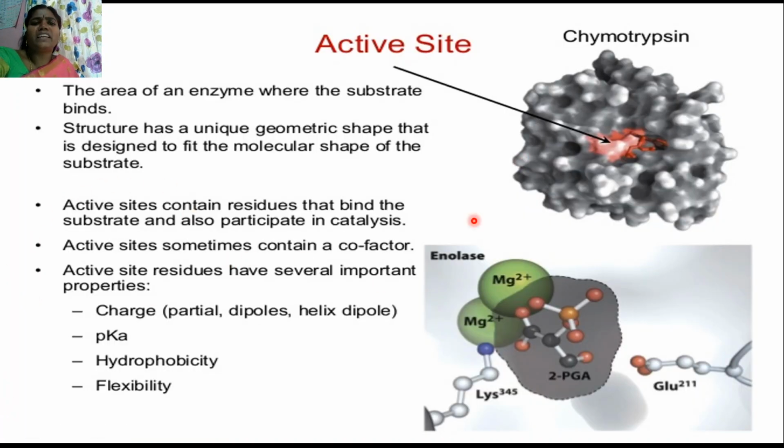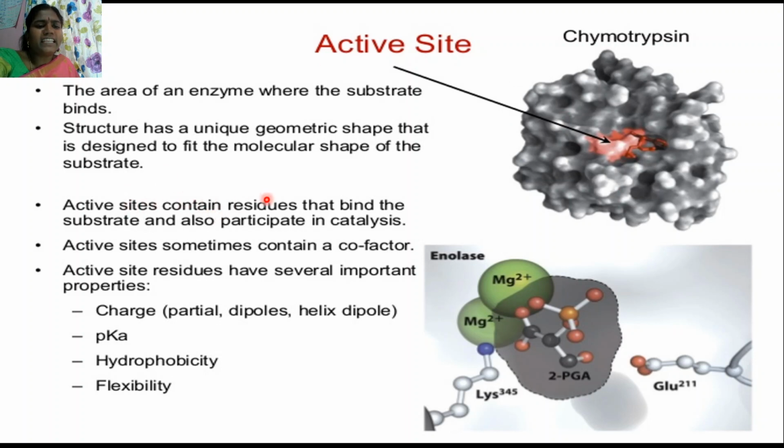When we are dealing with enzymes, we have to know the region where the substrate specifically binds. This region we call the active site. The area of the enzyme where the substrate binds is called an active site. The structure has a unique geometric shape and is a crevice that is designed to fit a specific molecular shape of a substrate, and that region is called the active site. Here chymotrypsin is shown, and the region marked here is the active site where the substrate specifically binds.